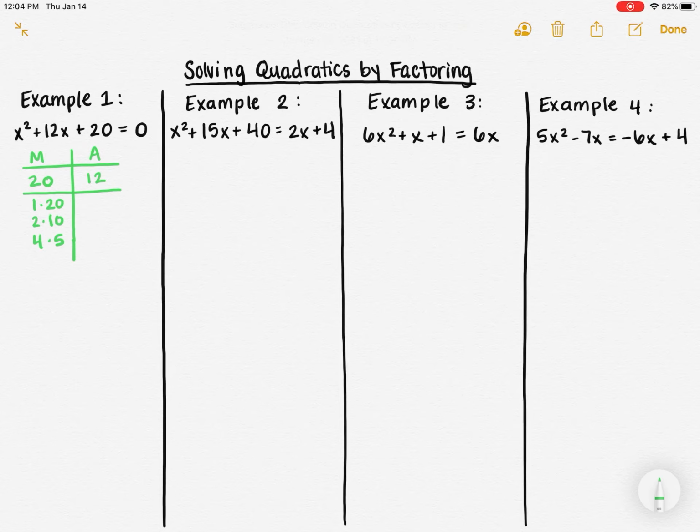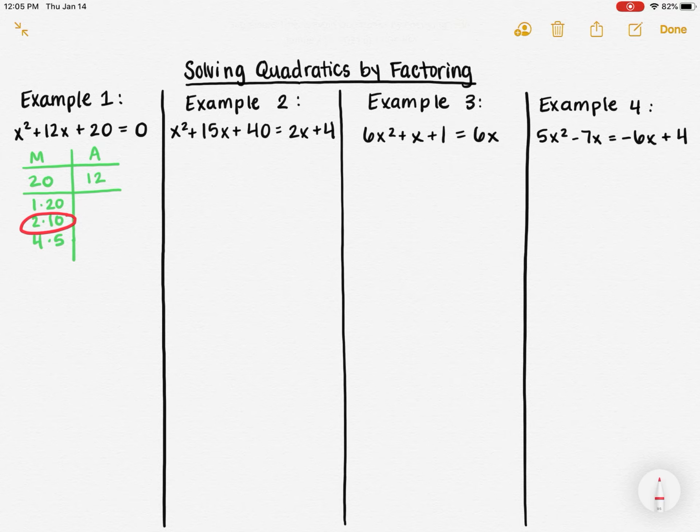And then I need to figure out which of these add to 12. Now, we don't have to worry about the signs really because we're trying to multiply to a positive and add to a positive. So that means both of the numbers we choose are going to be positive. So our factors are good the way they are. 1 plus 20 would add to 21. 2 and 10 would add to 12, and then 4 and 5 would add to 9. So 2 and 10 are going to be the factors I choose because they add up to 12.